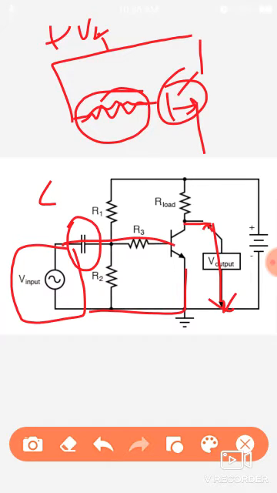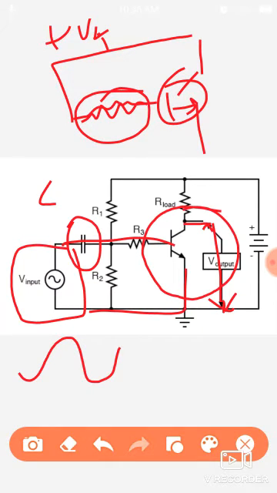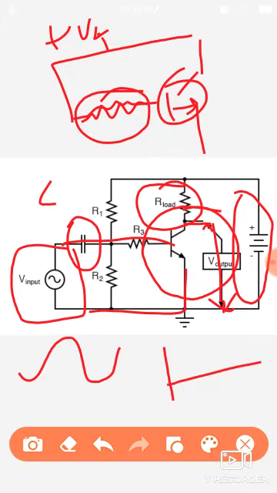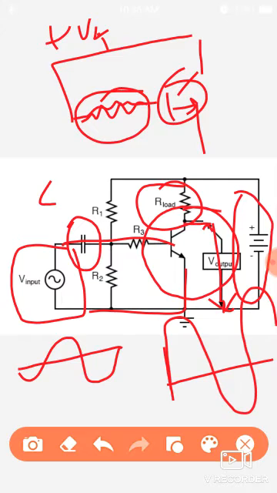Here when we apply a signal, it will be amplified by the transistor, and the amplification will depend on the load resistance R load and R3, and the power supply given between the collector and emitter. The output signal will look like this.